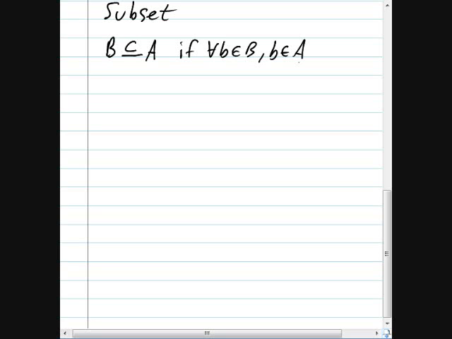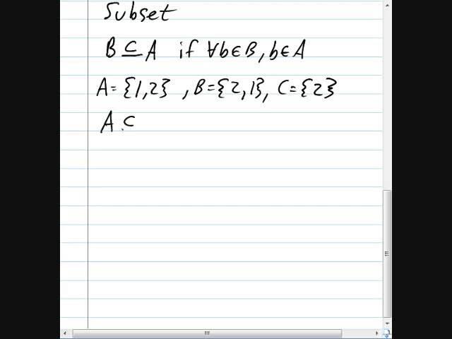So let's look at some examples of sets and talk about whether or not one is a subset of the other. So here are three sets. A is the set containing 1 and 2, B is a set containing 2 and 1, C is a set containing 2. And let's start with the question, is A a subset of B? For that to be true, every element in A must be found in B. Well, 1 is found in B and 2 is found in B. So all the elements of A can be found in B. Therefore, A is a subset of B.